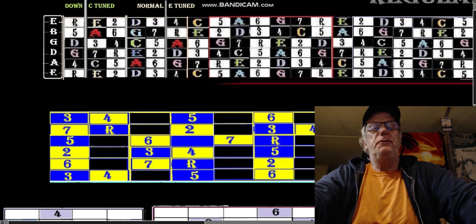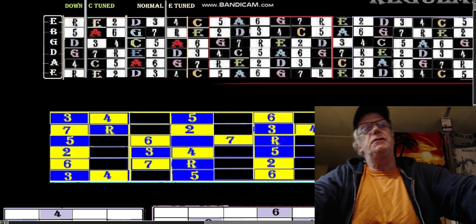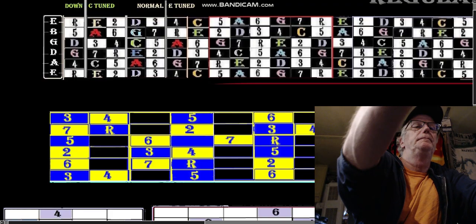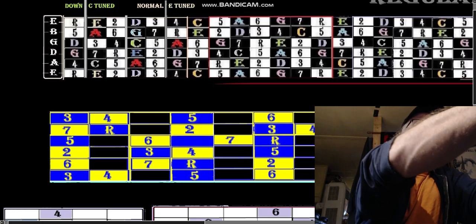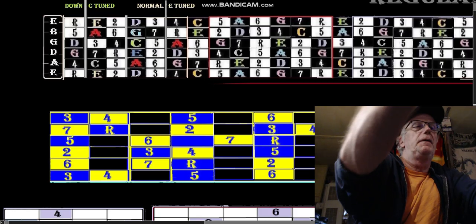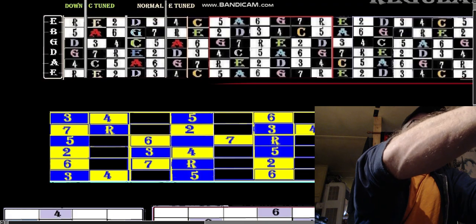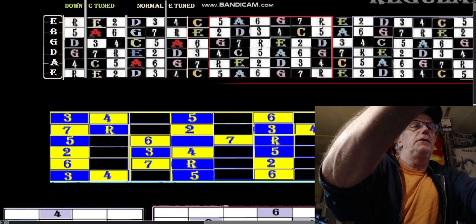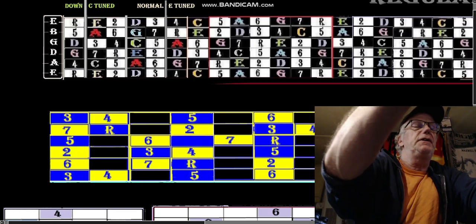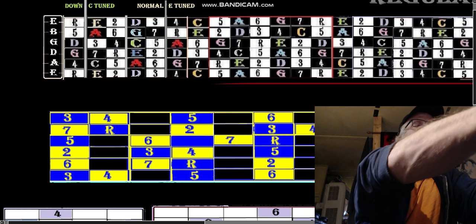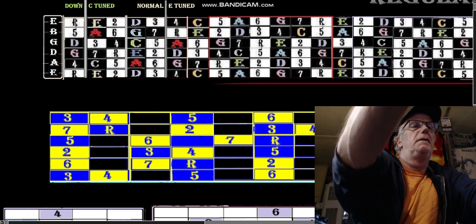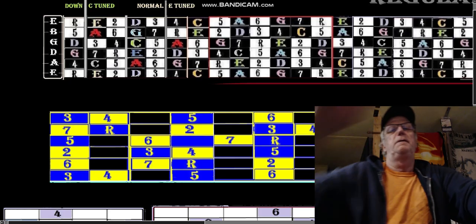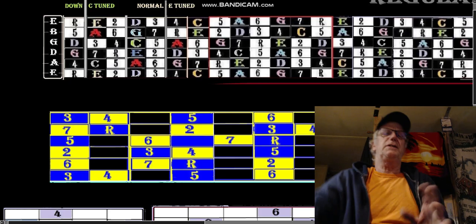Okay, so if we added 5 flats, you'd have a diminished scale. 2 flats is Dorian. 3 flats is Aeolian. 4 flats is Phrygian. And 5 flats would be diminished. So it's good to keep that in mind.